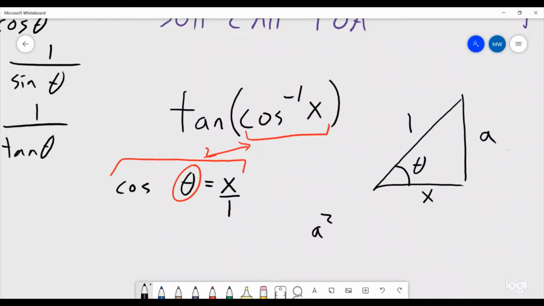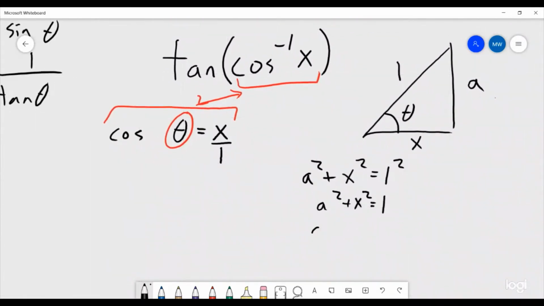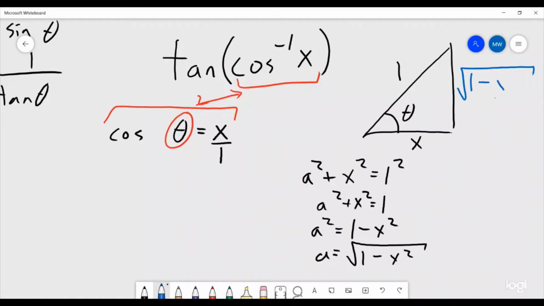The Pythagorean theorem says that we get a squared plus b squared, in this case x, so a squared plus x squared equals 1 squared. So a squared plus x squared equals 1, which tells us that a squared equals 1 minus x squared. So a is the square root of 1 minus x squared. So we can put that up here. And now we can calculate any of the trig functions that we need.